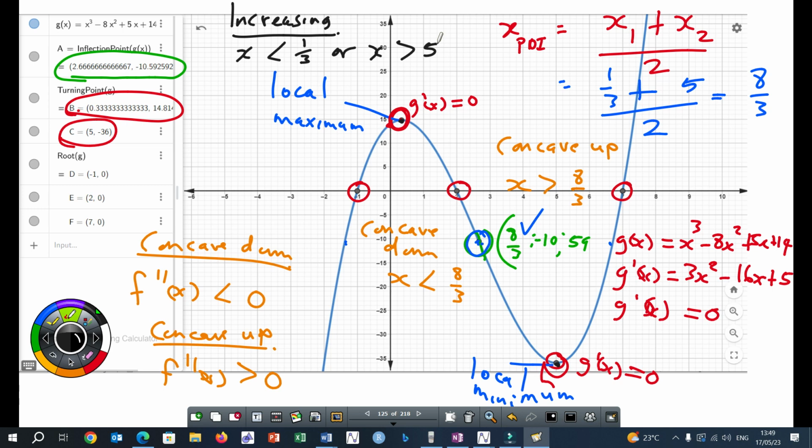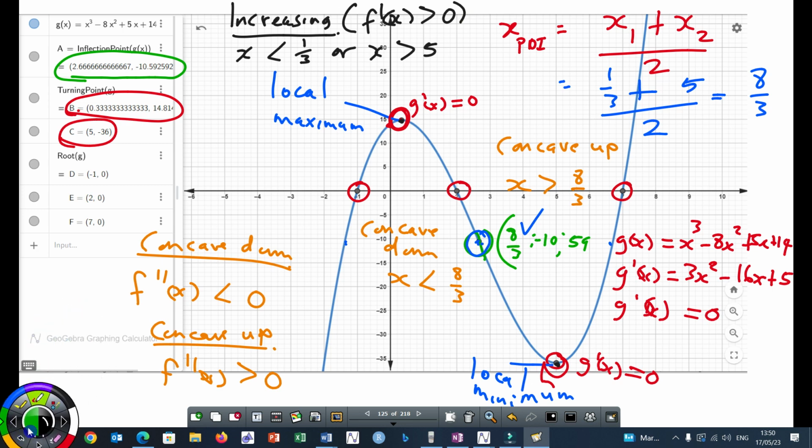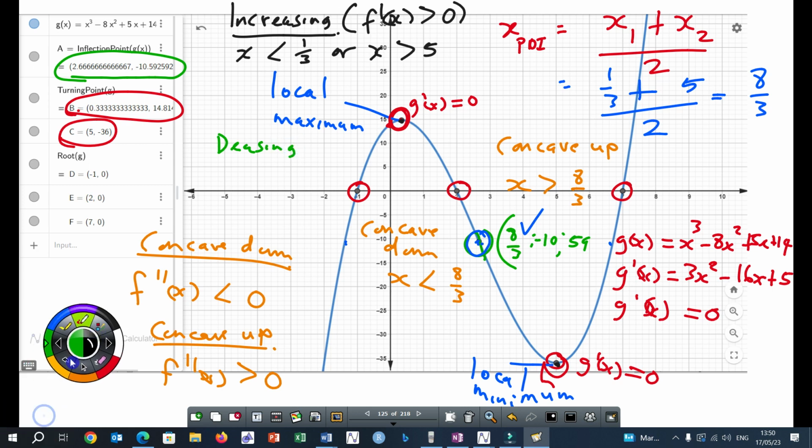Now, when you have the graph, it's very easy to determine for what values of x the function is increasing. When you don't have the graph, you have to use your knowledge of quadratic inequalities. Remember, if the function is increasing, the first derivative will be positive, isn't it? Then it's decreasing. Sorry.